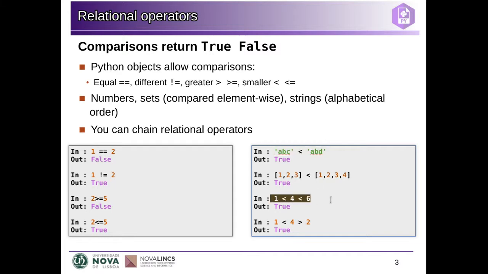You can also chain together a series of relational operators, and the meaning of this is a conjunction. So this is true because 1 is less than 4 and 4 is less than 6. So in this case 1 is less than 4 and 4 is greater than 2, so you can put them together like this, and this makes it easier to determine, for example, if one value is between two other values and things like that.